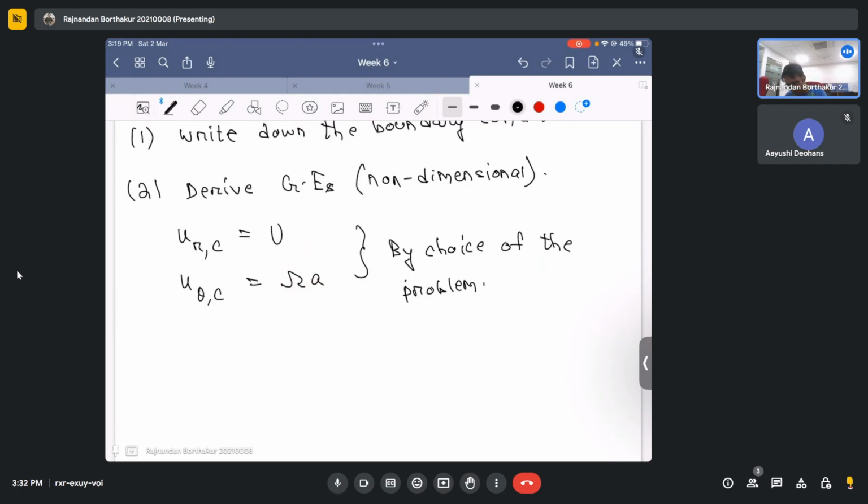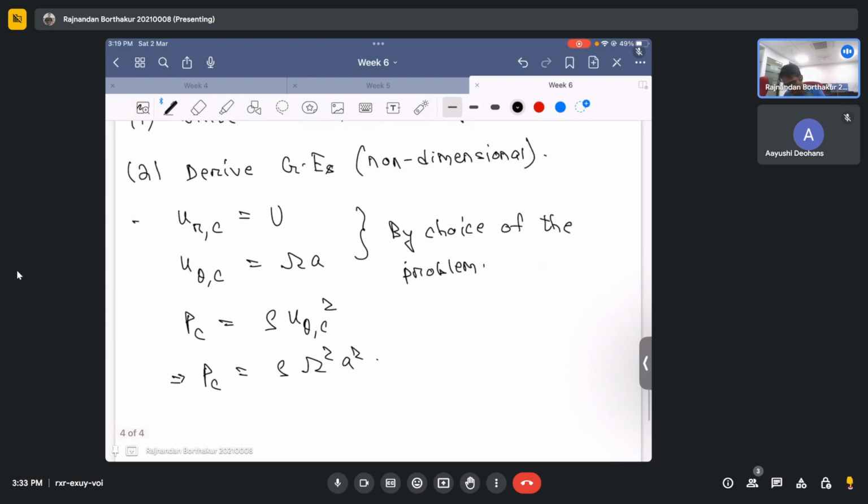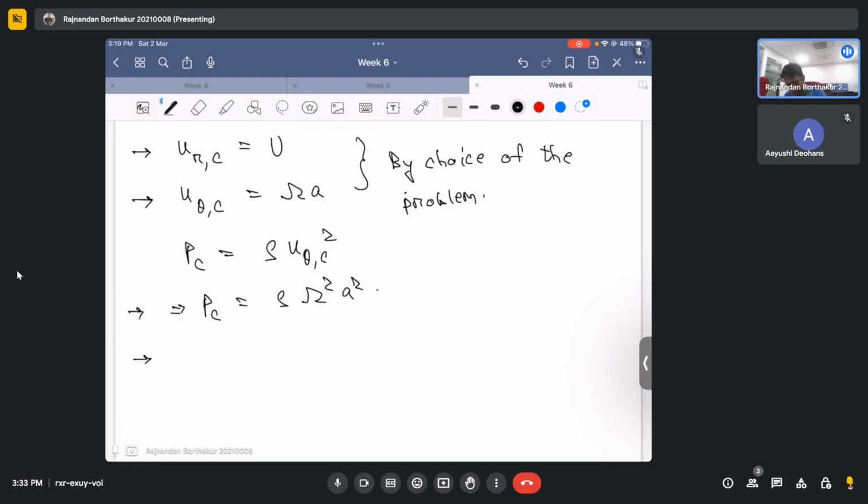They also further said that the pressure would basically scale as rho times u theta c square. So this bit of information they have given to us, which means that the characteristic scale of pressure would be rho times omega square a square. This is the characteristic scale in the r direction. This is the theta direction. This is the characteristic scale for pressure, and the length scale is obvious because we just have one length scale, which is basically the radius of the cylinder, which is a.